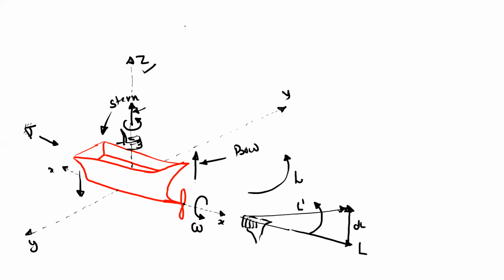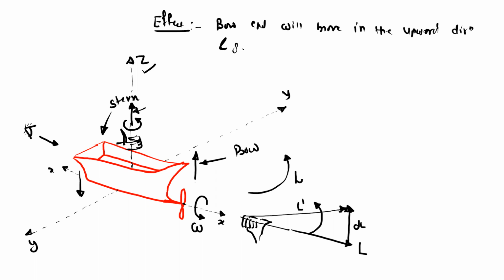So you can write in the effect, you have to draw this diagram. So without this vector diagram, you cannot predict the effect. So effect will be the bow end will move in the upward direction, and the stern will move in the downward direction.